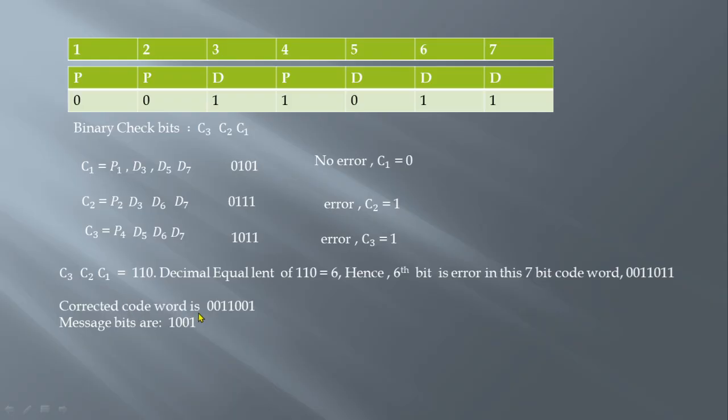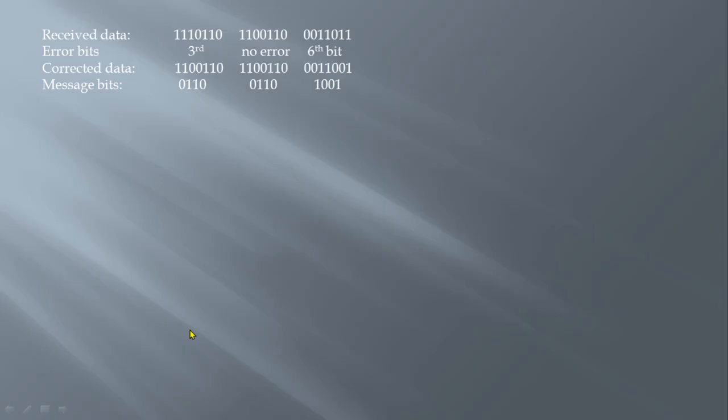Then we get the corrected code word and the message bits are 1001. With this procedure, we find the error bits in the received data. Here in this data, the third bit is the error. Here there is no error, and in this group of data, the sixth bit is the error. These are the corrected data, and you have to write the message bits.